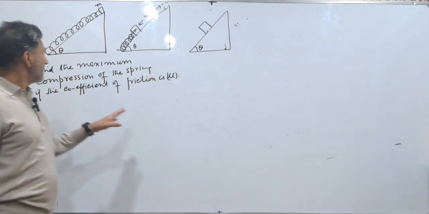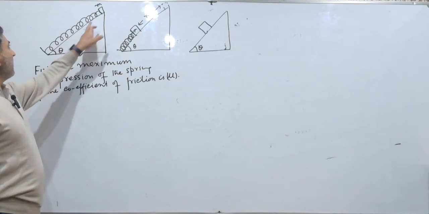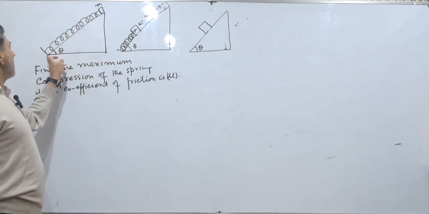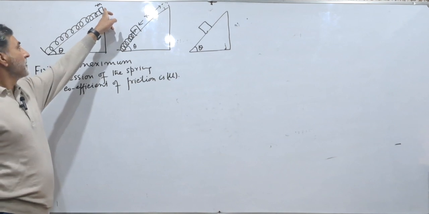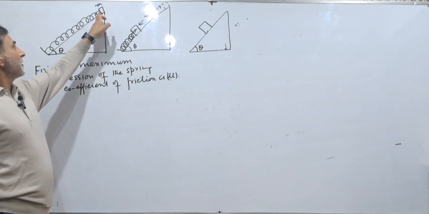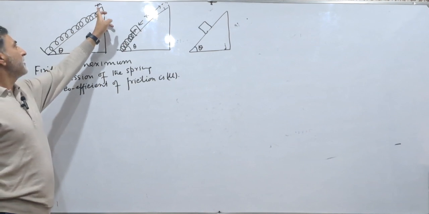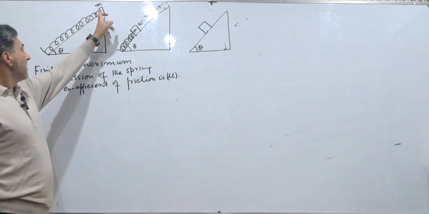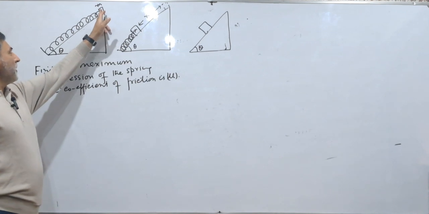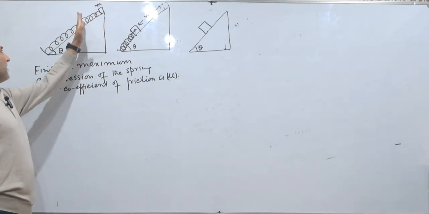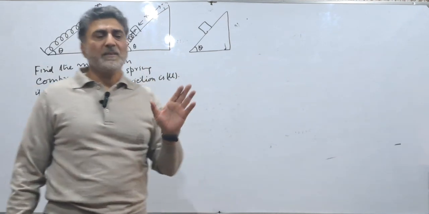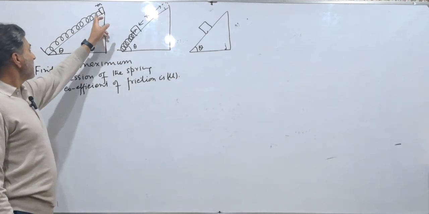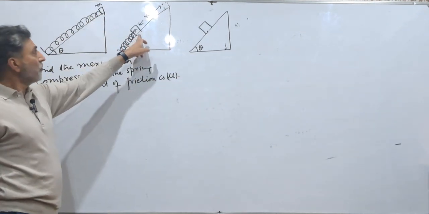The problem is like this. A spring extends from the bottom to the top of the incline, and here is a mass just attached to the spring, not connected, it just touches it. We have to find, when the body falls down, how much is the maximum compression of the spring. The body compresses the spring and reaches here. We have to find this x.